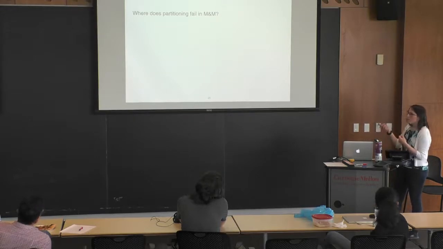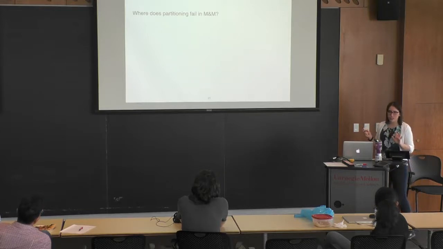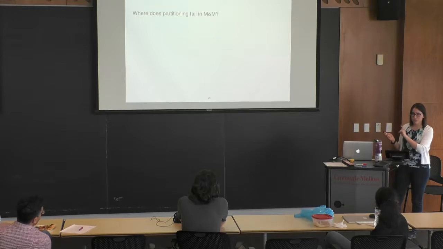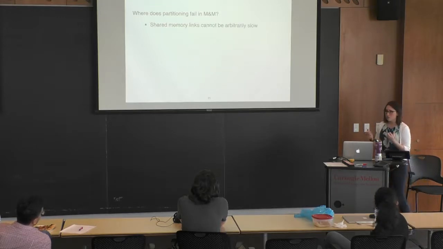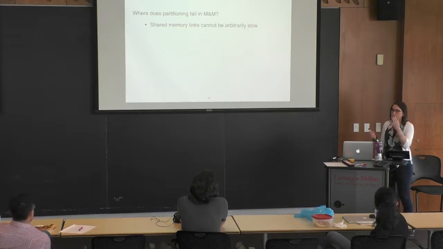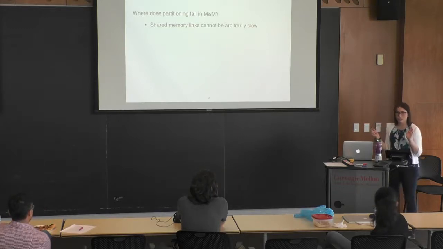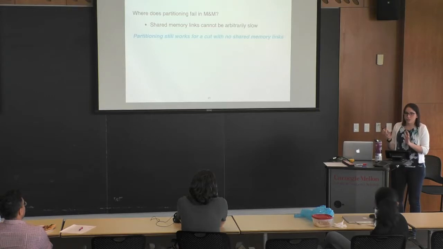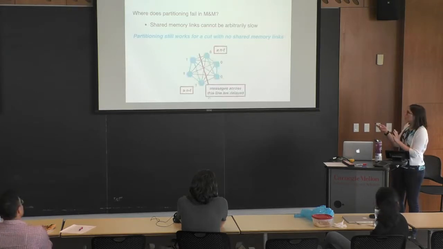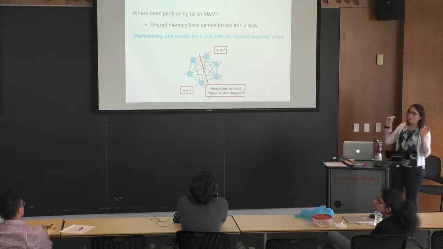But the question is, we know that it has to fail, right? Because we know we can tolerate more than half failures. The question is, where does it fail? Right? And the answer to that is, well, shared memory links are stronger than message passing links. And you can't just simply delay everything across the link. So the idea is the partitioning would still work if there were no shared memory edges across a cut. All right, so if my M&M network looked like this, partitioning would still work just as it did before.